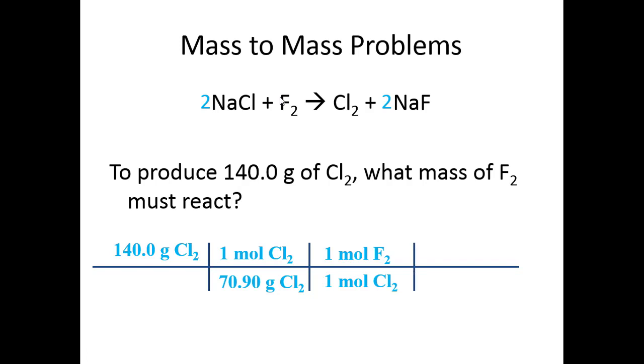Now we need to go from moles of fluorine to mass of fluorine. So we need the other molar mass. 1 mole of F2 goes on the bottom so that it will cancel. And we need to look up the mass of fluorine, which is 19.00 times 2 is 38.00. Check your sig figs. Check the 140, check the 70.9, check the 38. This time we should keep 4. So we end up with 75.04 grams of fluorine.